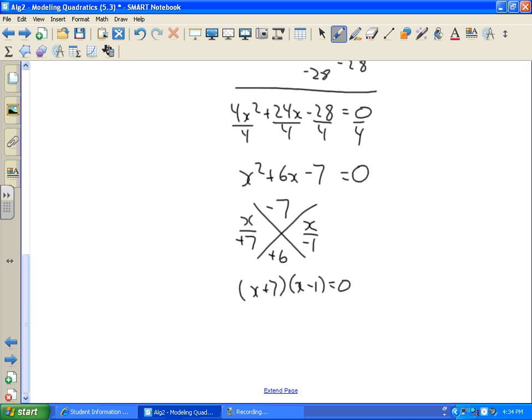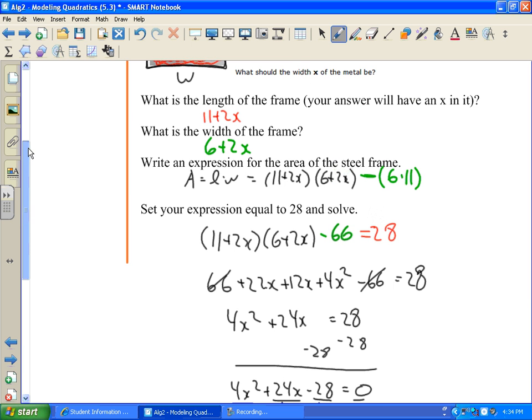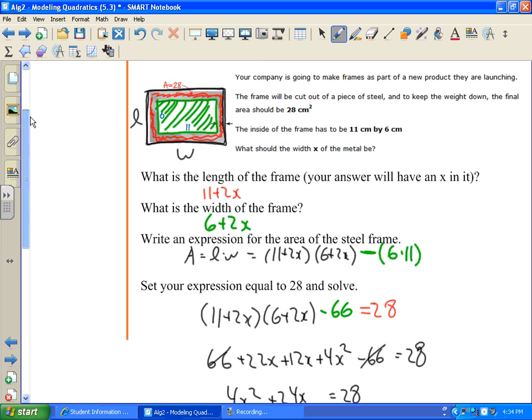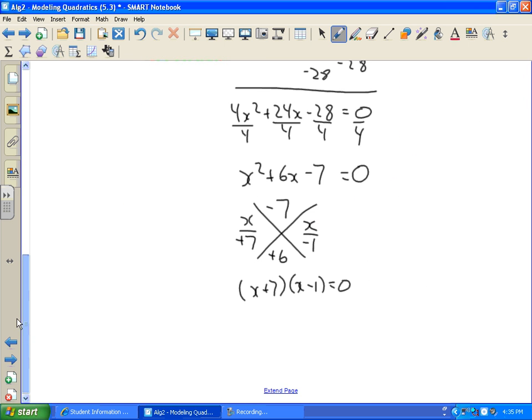We're finding the roots. Yes, in this problem, it's really not talking about a parabola, although its graph would be like that. We're talking about length and width of a frame here. So let's look at our zero product property. We get a root here that's x equal to 1. We get a root here that x equals negative 7.